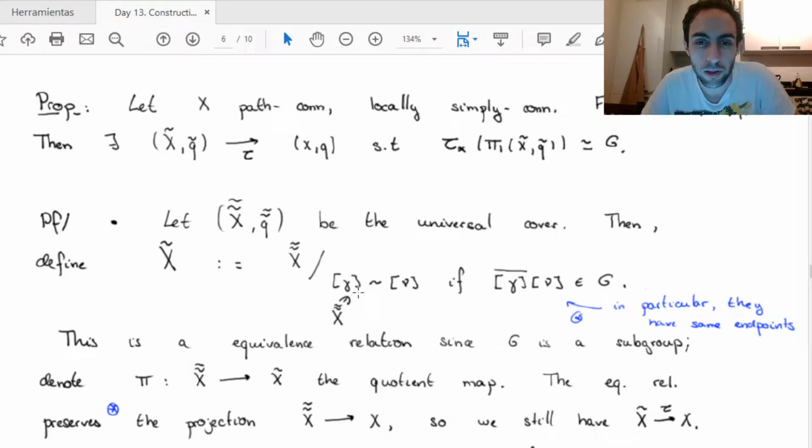So x tilde tilde we quotient out by the following relation. We say that two classes of paths, the class of gamma and the class of nu, both in x tilde tilde, are related if when I take nu and post-concatenate it with the reverse of gamma, I land in G. Let's look at this a bit. A particular example: let's say gamma is the class of the constant loop. When is the class of nu equivalent to the class of the constant loop? Then nu concatenated with the constant loop, so just nu, is in G.